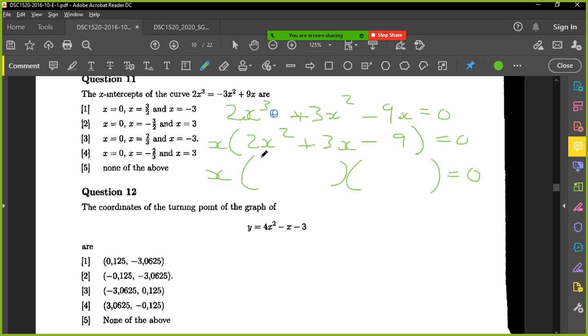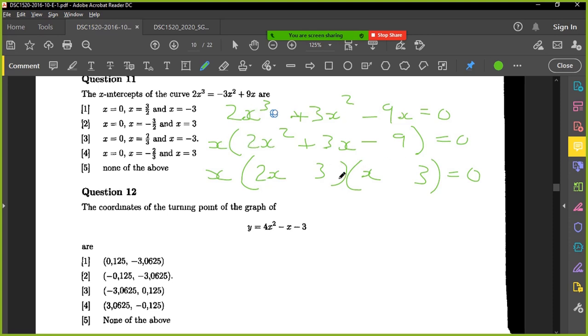Okay, to factorize 2x³ + 3x² − 9x, you take out an x. The 9 will be 3 and 3. Looking at this, I need a plus 3 in the middle. So this is 2x to the 3 plus 3x squared minus 9x. Yeah, that's correct. And then you've taken out an x, and then you've got that.